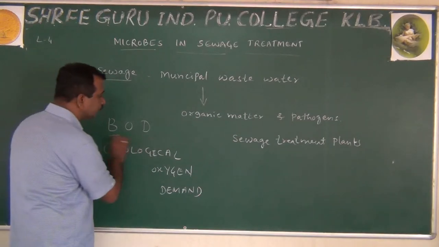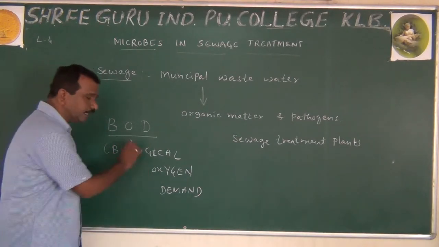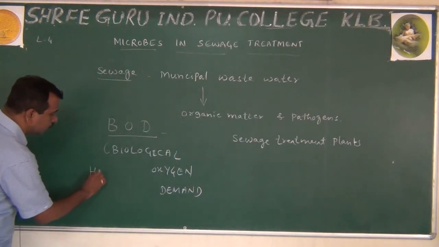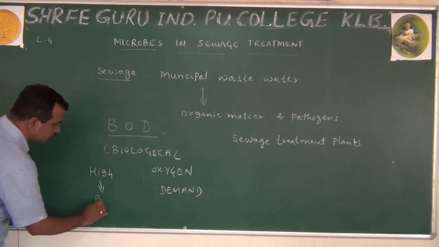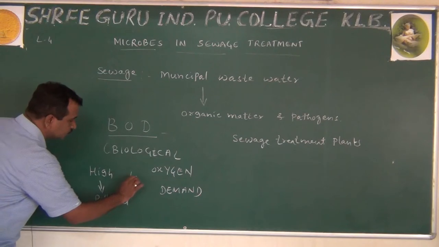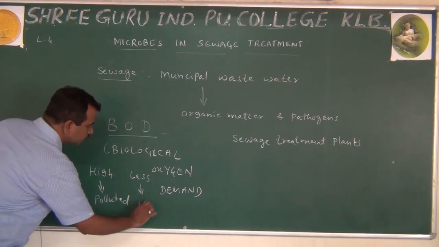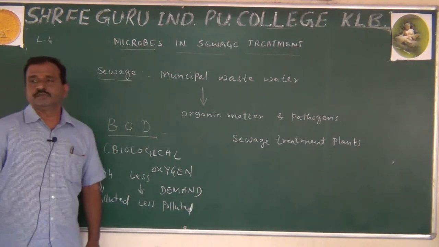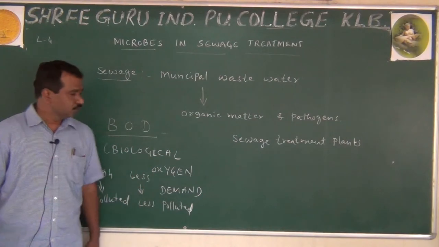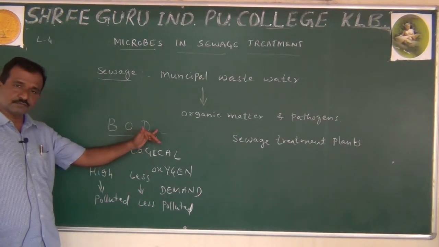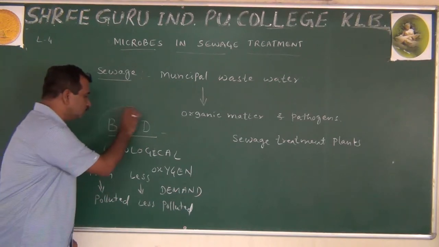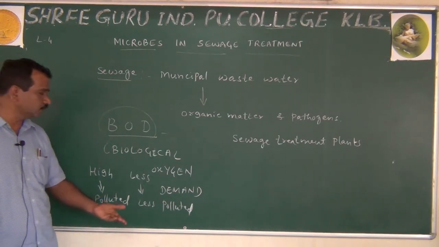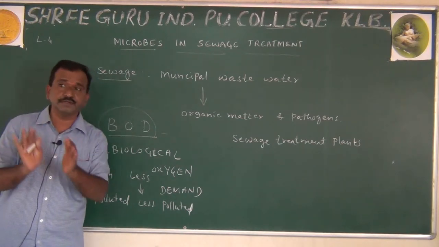If the BOD is high, then we can call the water polluted. If the BOD is high, water is polluted. If the BOD is less, then water is less polluted. Follow this meaning of BOD. BOD stands for biological oxygen demand. What do you mean by biological oxygen demand or biochemical oxygen demand? Read on. It is also called biochemical oxygen demand.